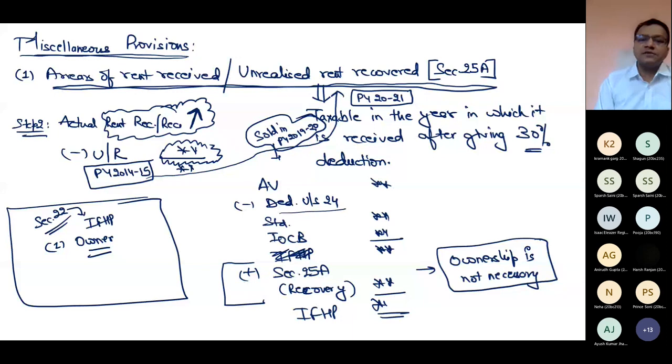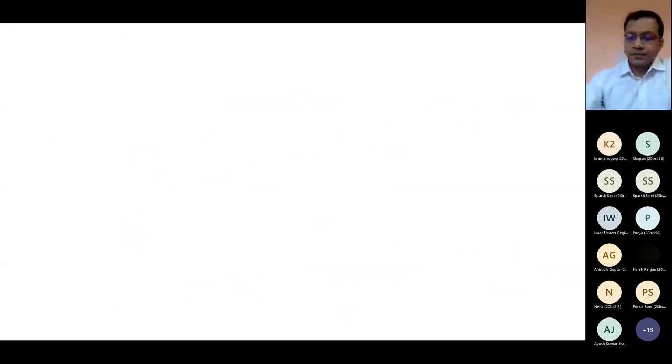25A, unrealized rent recovery, is one such provision where in the name of simplicity we are taxing it. It is simple, but it is not correct. The earlier provision was the correct provision, though that was a little bit difficult. Anyhow, for your level, this much is sufficient, that what is the provision 25A. Next point.